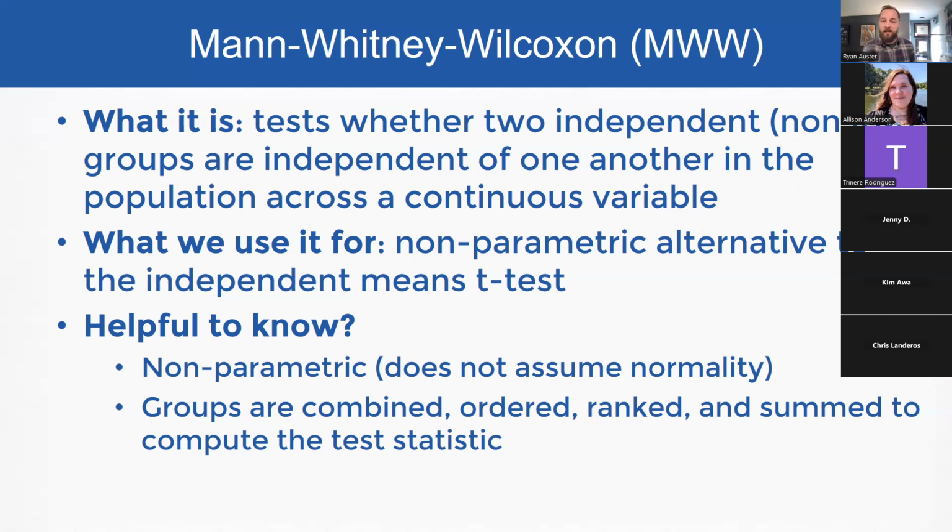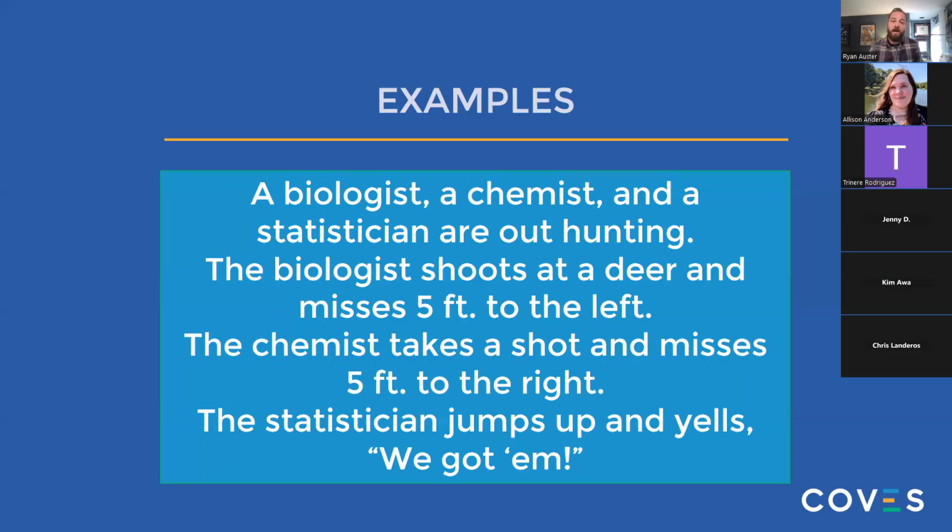Some people call it the Mann-Whitney U. Some people call it the Wilcoxon rank sum test or the signed ranks test. I am going to abbreviate it MWW just for consistency on these slides. And I will make these slides available for everyone after the call as well, so you can use them as a reference. Okay, so now we're going to get to examples.